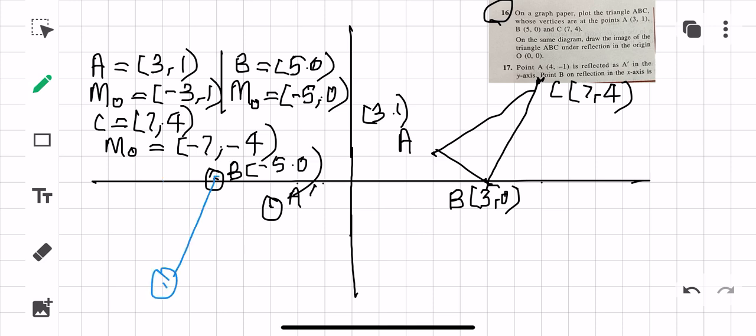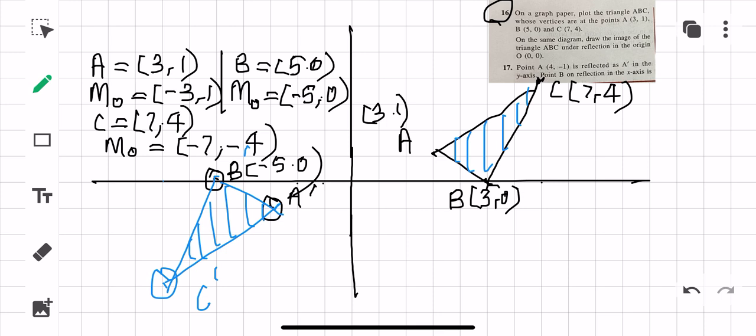Okay, so you can be easily joining them. So this is the required figure that you will be getting. This is our primary triangle, and this is the triangle which we are getting upon reflection in the origin. Okay, so you will be writing this point as C dash, you will be writing this point as B dash, and it's an easy question. If you are able to do this properly, then you can easily get 3 marks in this. Alright, so this is what is there.